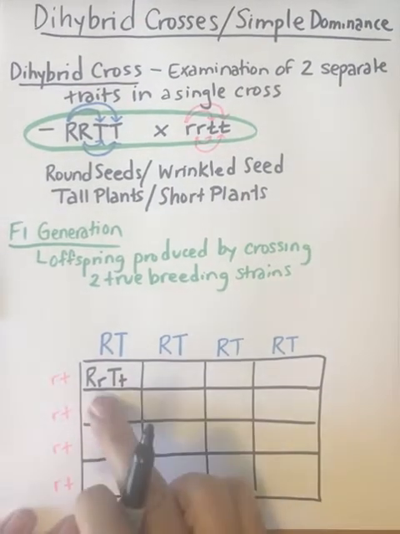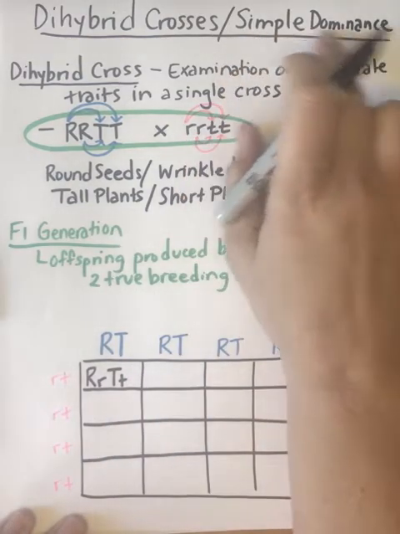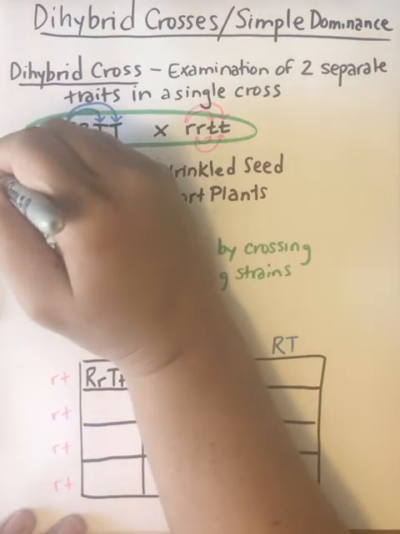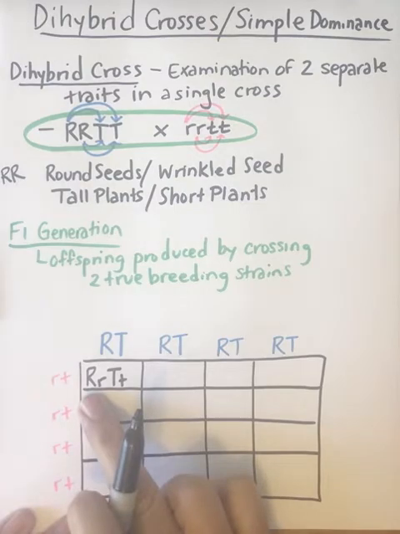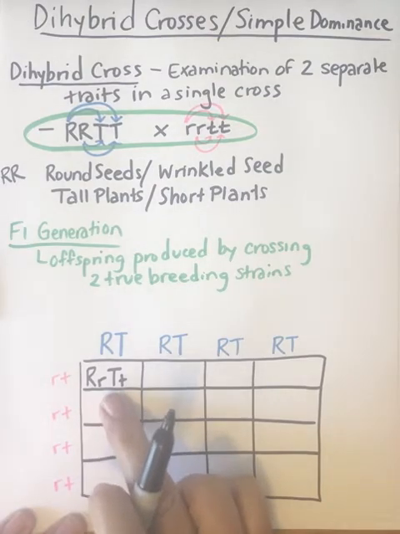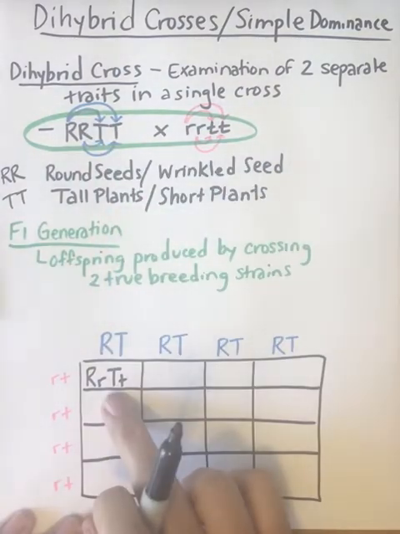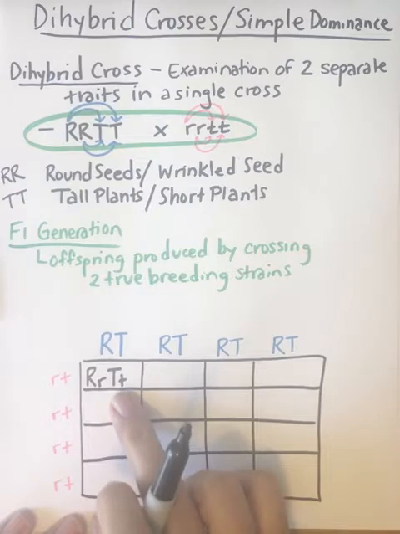Now, when talking about this offspring, we know that this is simple dominant, so it has a big R, so it's going to have round seeds. So it has a round seed because this big R is dominant, and it's tall because it has a dominant trait. So this is a round seed tall plant.